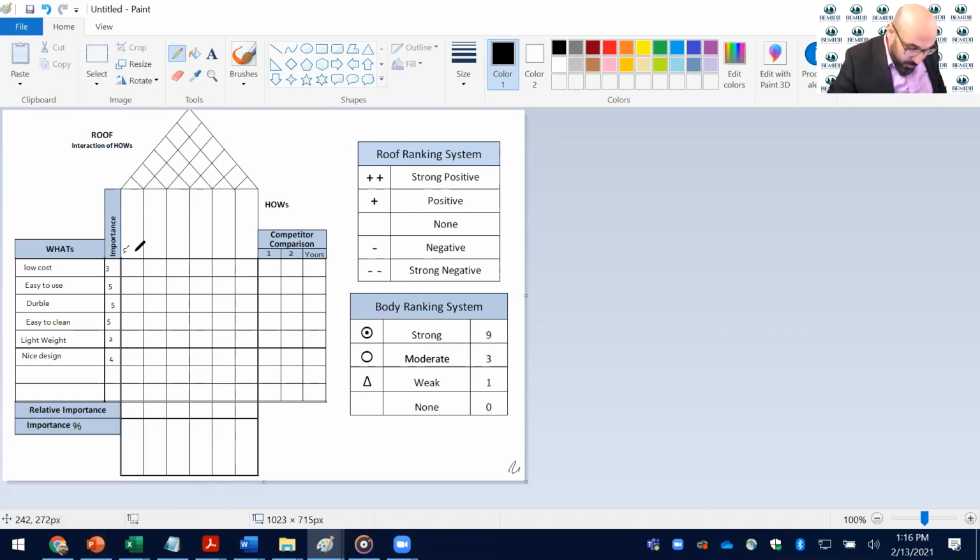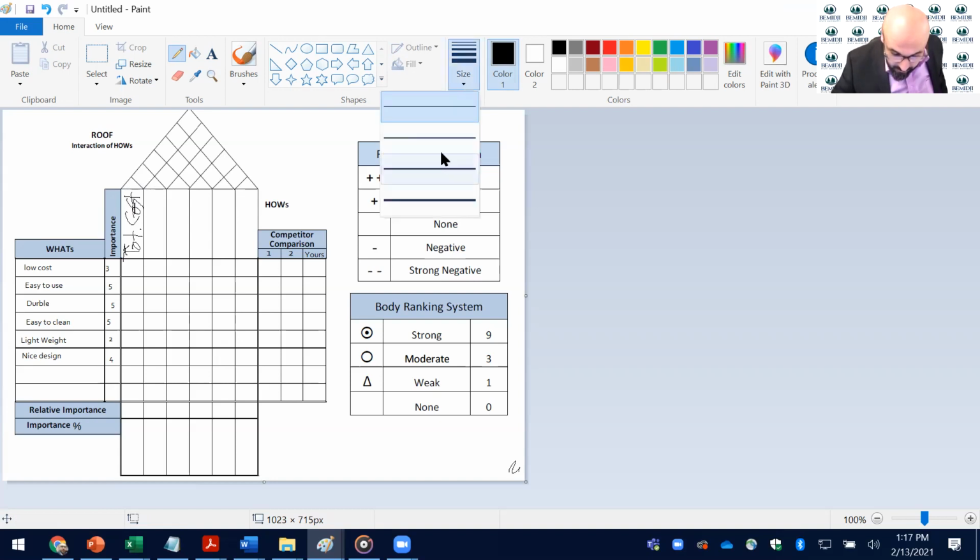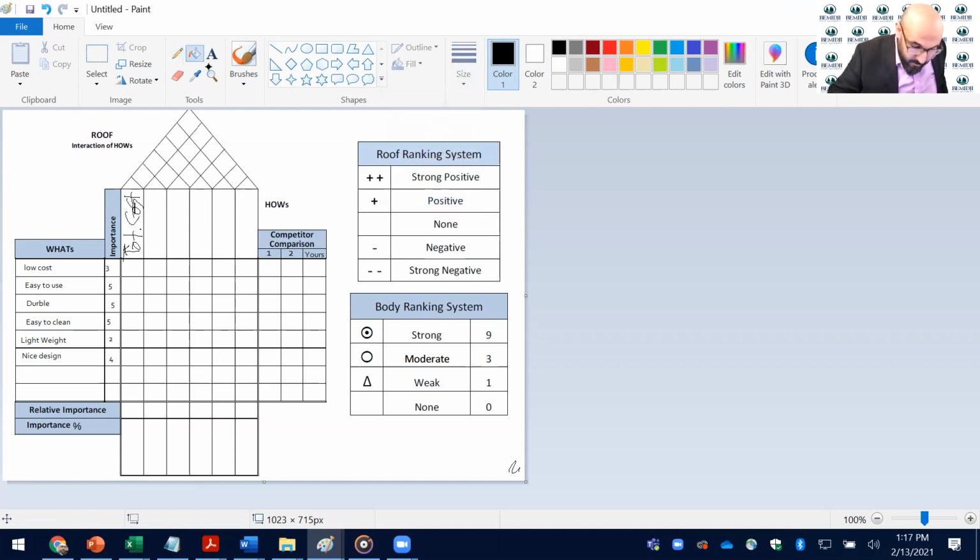So I'm going to type total cost. That is a total cost. This is going to make it more clear. So that would be the total cost.